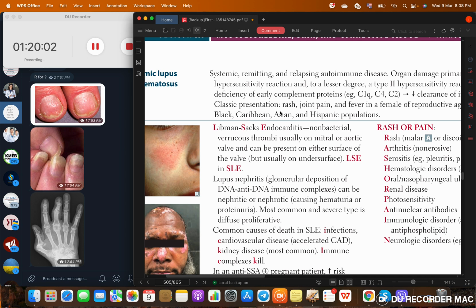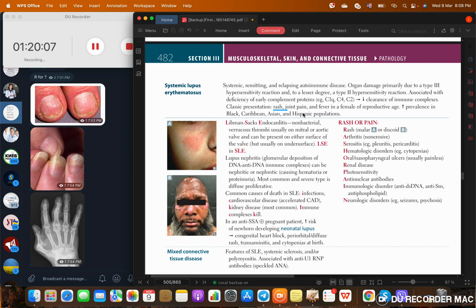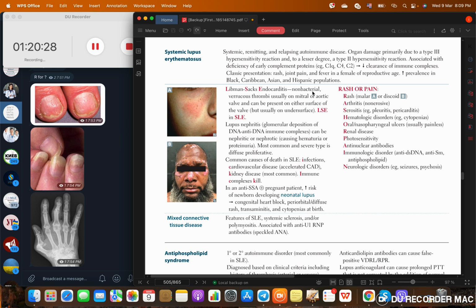Classical presentation includes rash. Remember the malar rash, the butterfly rash on the face. Joint pain will be seen as well in these patients because of the arthritis, and fever. Mostly it's going to occur in ladies of reproductive age, and higher prevalence in the African American, the Caribbean, the Asian, and the Hispanics. In the US, similarly, they love to give you the Latino, the Hispanics.